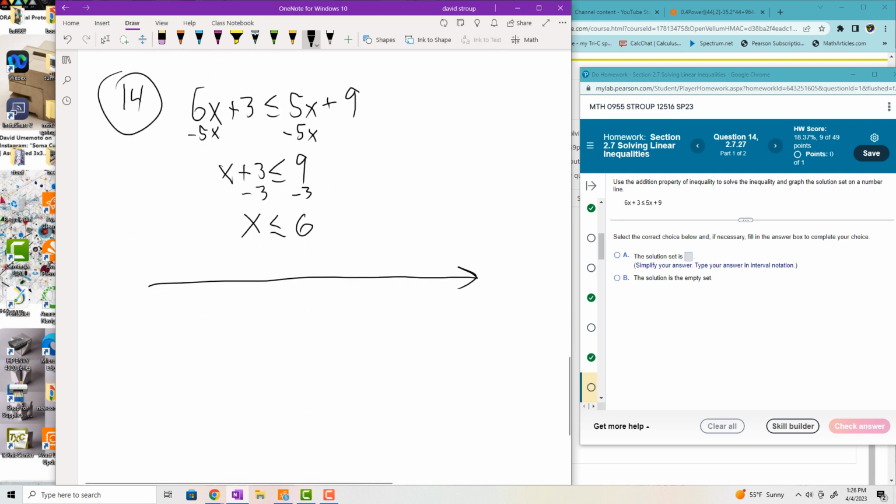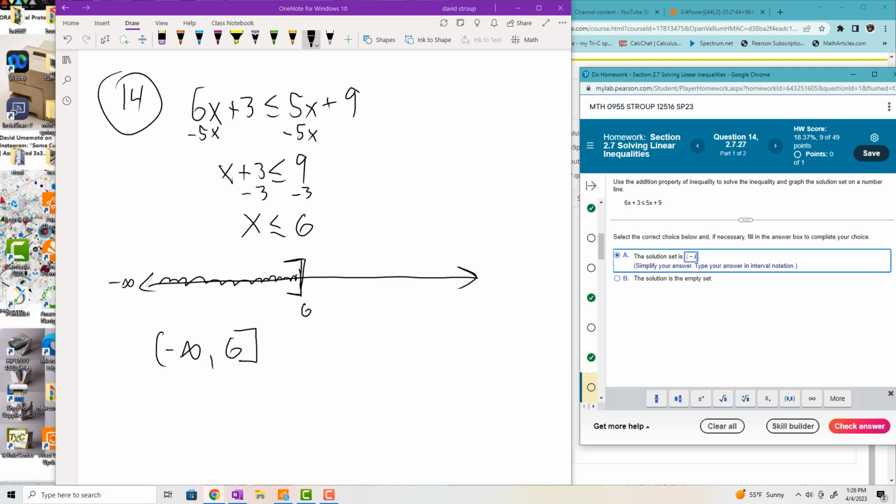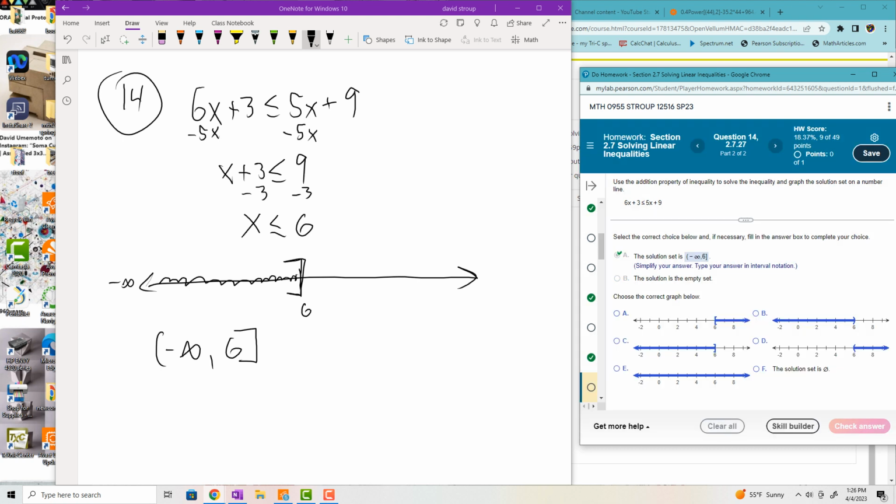Okay, then I'll go to my number line. Here's 6. It's everything less than or equal to 6. So it's all this stuff down to negative infinity. And this time I include 6 in my solution set, so I use a bracket. So it's going to go from negative infinity all the way up to 6, with a bracket. Negative infinity to 6.